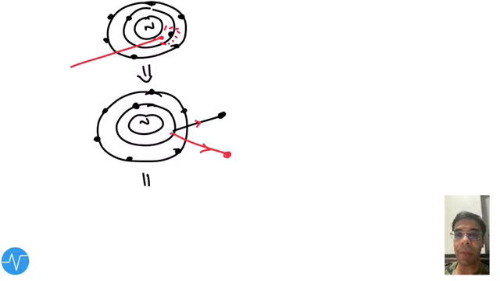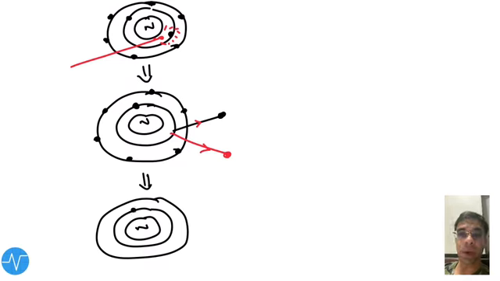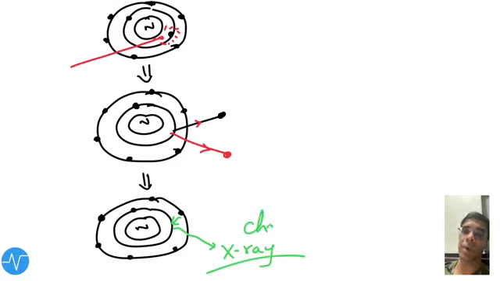And now what will happen? Tungsten atom is now unstable because the inner shell electron has been lost. Now the outer shell electron will move down. It will lose energy. This energy loss will be converted into X-ray, a single photon X-ray known as a characteristic X-ray.